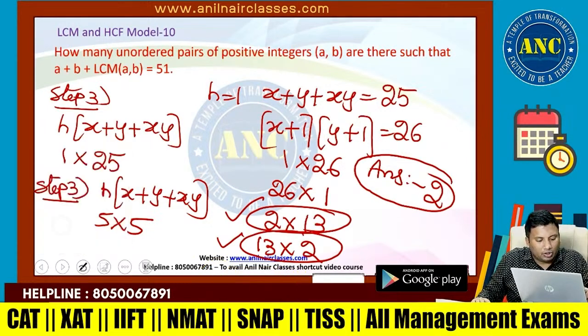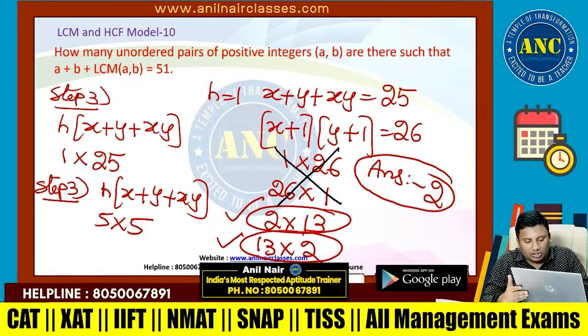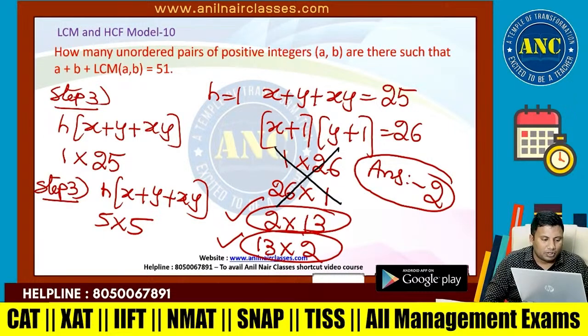Why only 2 is there? Because here also X is 0, Y is 0. X and Y cannot be 0. Till here any doubts?